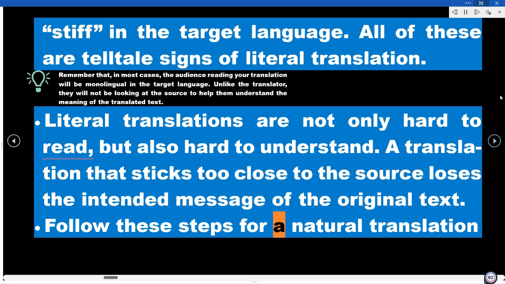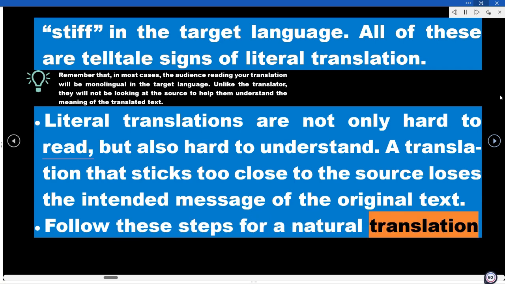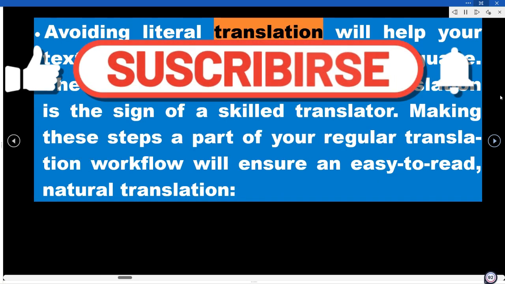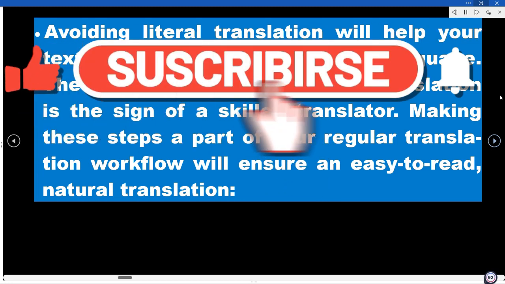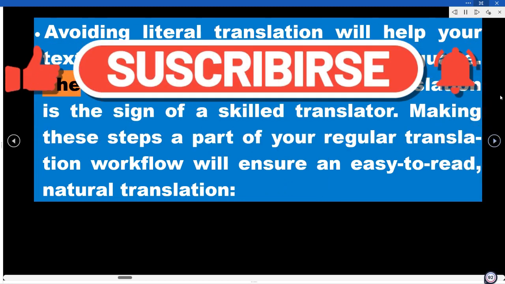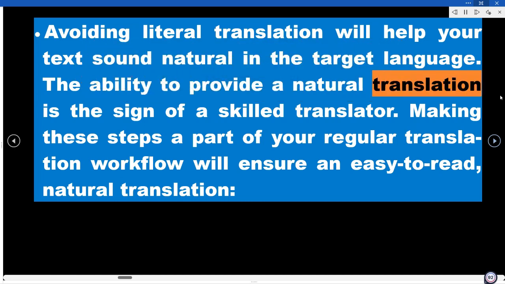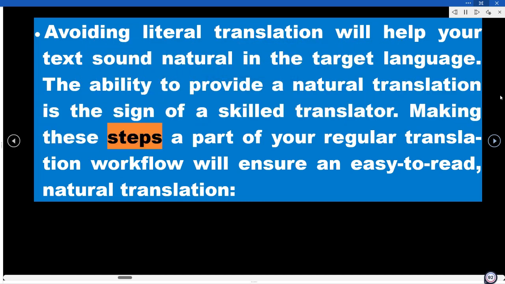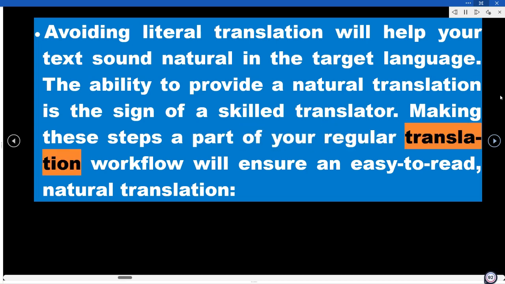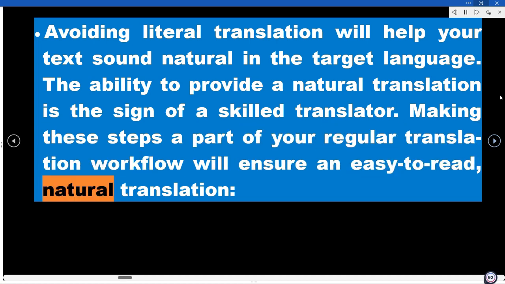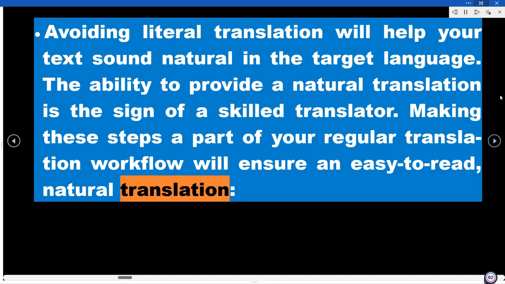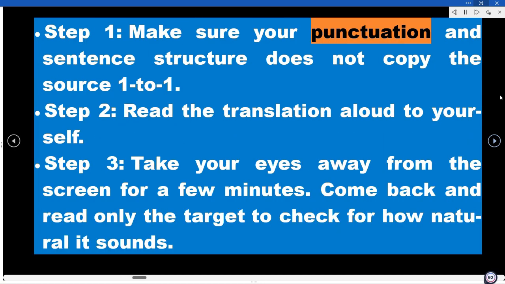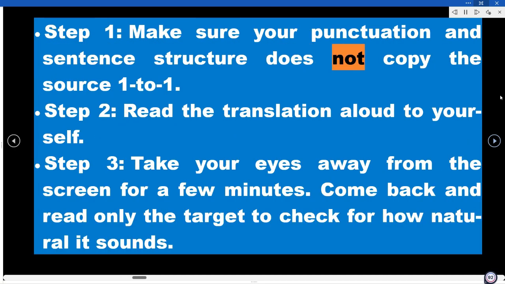Follow these steps for a natural translation. Avoiding literal translation will help your text sound natural in the target language. The ability to provide a natural translation is the sign of a skilled translator. Making these steps a part of your regular translation workflow will ensure an easy-to-read, natural translation. Step 1. Make sure your punctuation and sentence structure does not copy the source one-to-one.